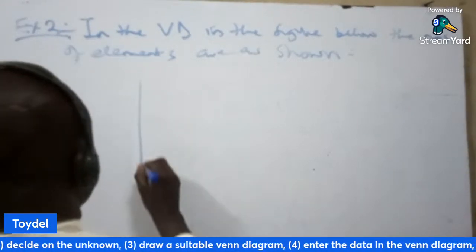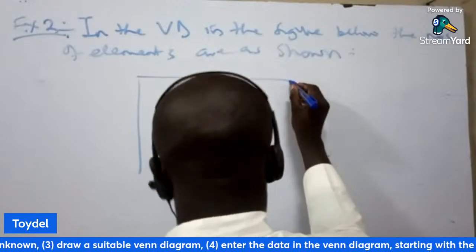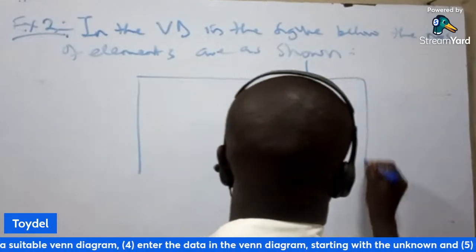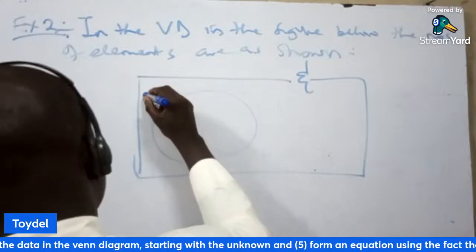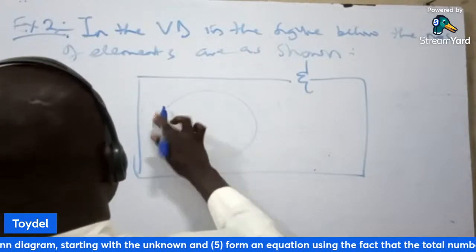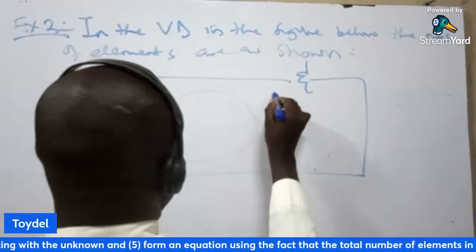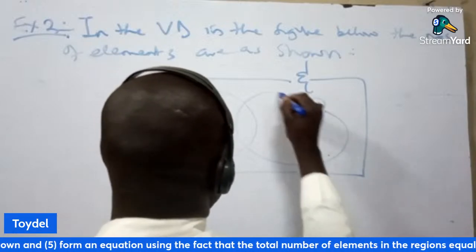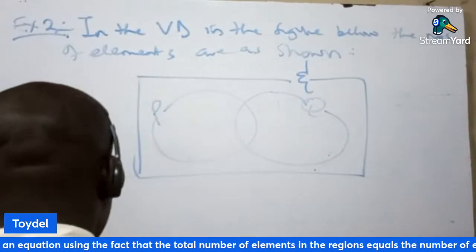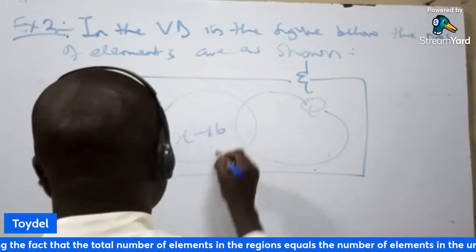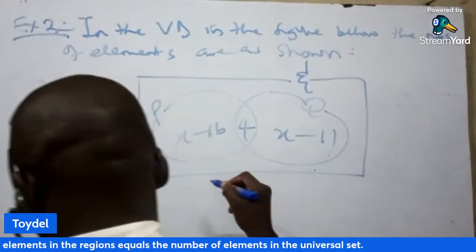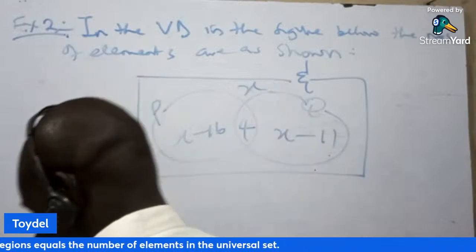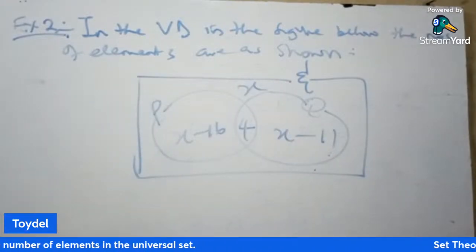So we have this Venn diagram. We can denote the universal like that. Here is for subset P. Then we have this for subset Q. We have x minus 16. We have 4. We have x minus 11. Then we have x outside. That's the complement of P union Q.